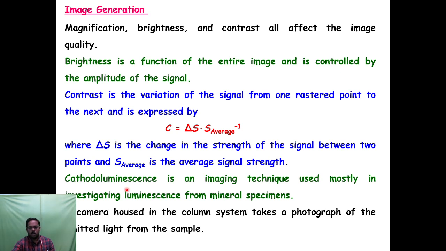And cathodoluminescence is another imaging technique. The cathodoluminescence is also a secondary effect, which is used mostly in investigating luminescence from mineral specimens. And the camera fitted in the column system takes a photograph of the emitted light from the sample.